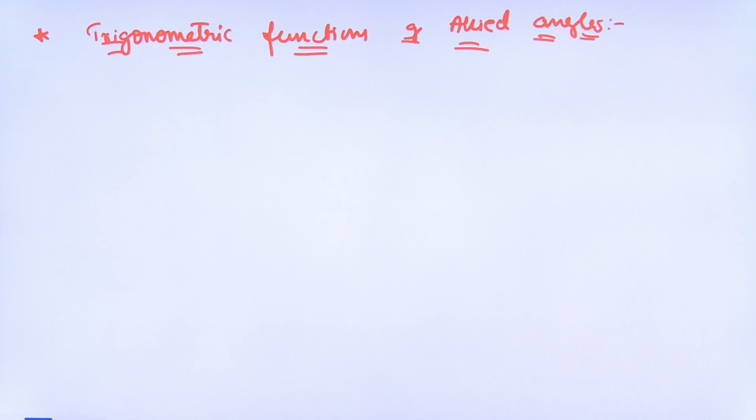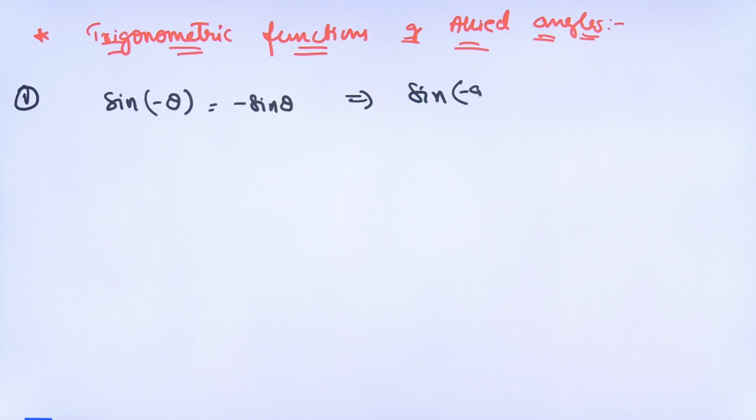Formulas, first of all. Remember these formulas very carefully, students. First, I'm explaining the table of sine. If you ever get sine minus theta, it will be minus sine theta. For example, if we get sine minus 90, this can be written as minus sine 90.